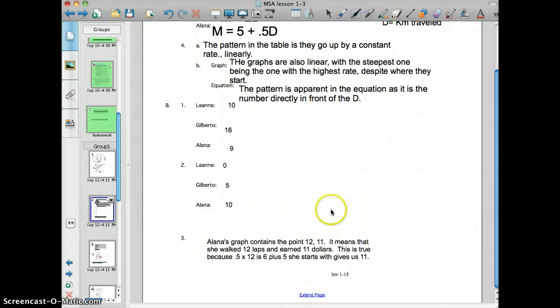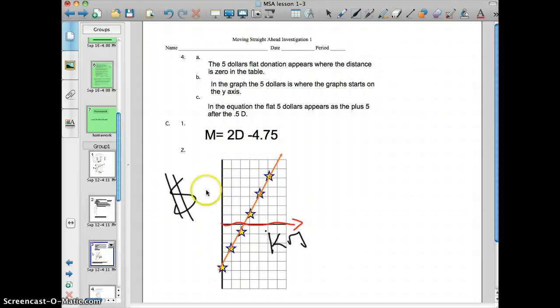Okay, you can also use your graphing calculator and enter her equation and look at the table and see that (12, 11) is on there. That means she's walked 12 laps and earned $11. And we can check that because 50 cents times 12 is 6, plus 5 gives us the 11. Moving on to question 4B.